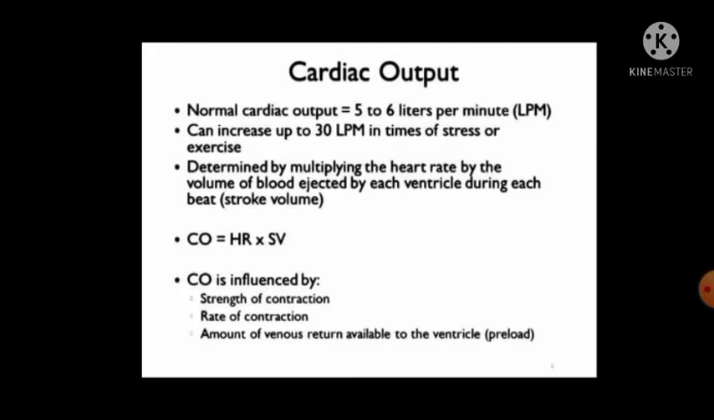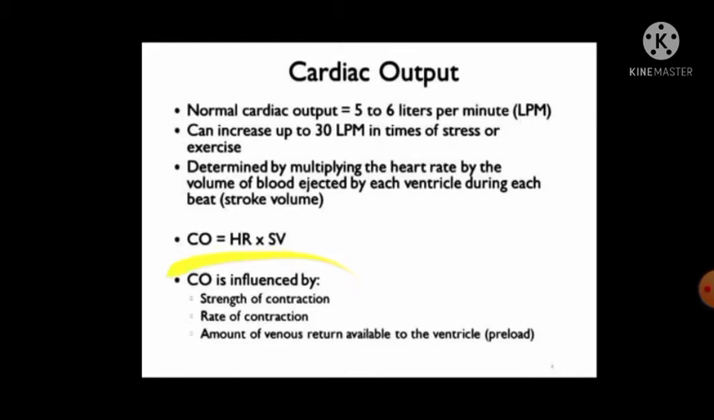This leads to more cardiac output, up to 13 liters per minute, determined by multiplying the heart rate by the volume of blood ejected by each ventricle during each beat. That means stroke volume. Stroke volume is the amount of blood pumped by the left ventricle for each beat. Stroke volume is equal to 17 ml. Cardiac output is equal to heart rate, which is 72 per minute, times stroke volume, which is 17 ml.